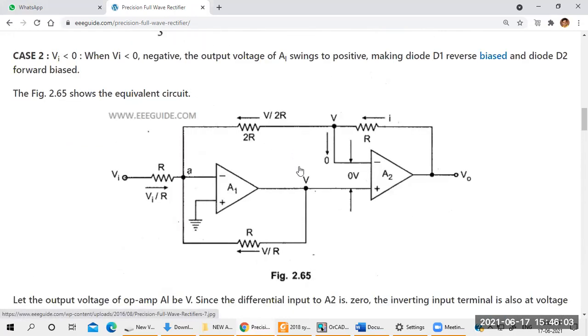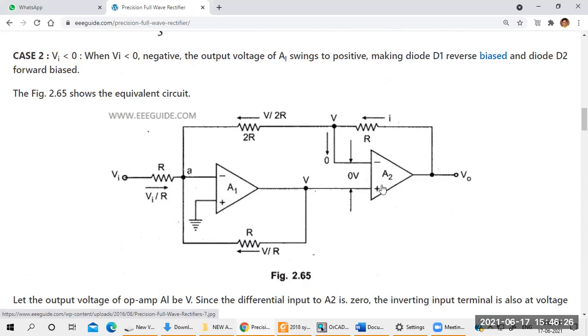See here, when D1 is an open circuit, you take the elements here. These are the elements. D2 is a closed circuit here. So here the input is negative, the output is positive. So D2 is in on condition. When there is a positive cycle here, the same thing applies for the positive sign of the summing amplifier.